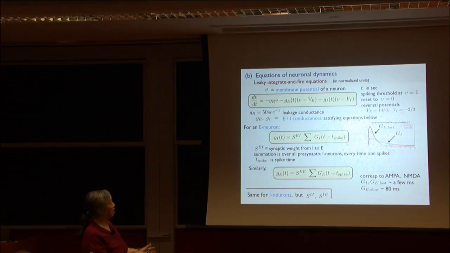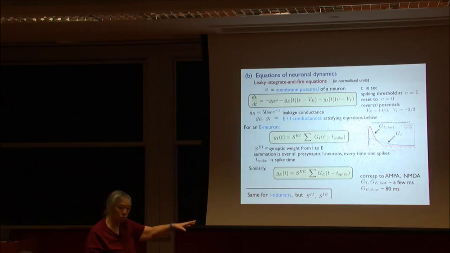The reset, I didn't put it in there. When it reaches one, what you actually see is that usually you see a bunch of things and then there's a big excursion in the voltage. So in this model, it's cut off at one, and then you put it back down to zero, and it starts again. Then it goes through a little refractory period when it's not very sensitive for a few milliseconds, and then the whole thing just starts again.